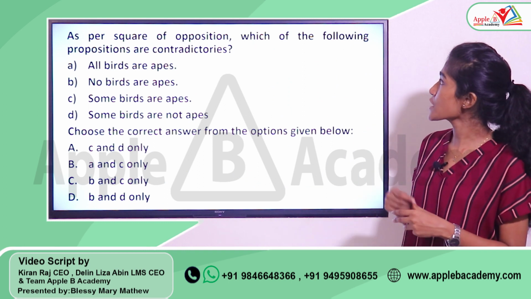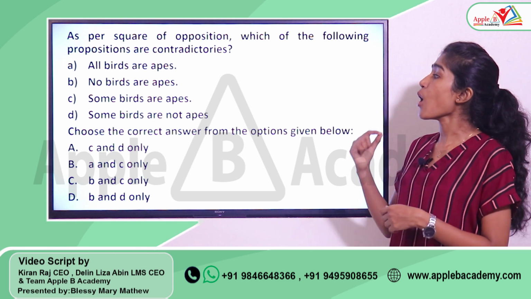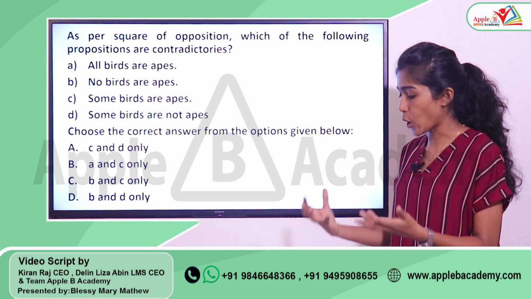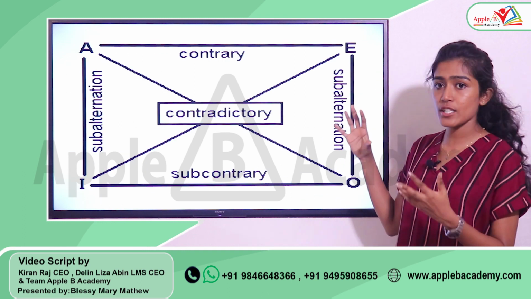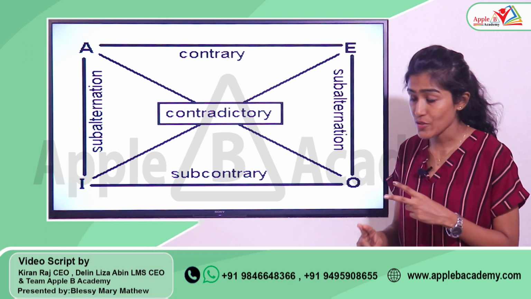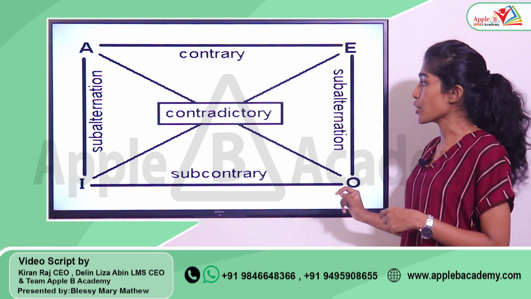As per square of opposition, which of the following propositions are contradictories? And we have the options: all birds are apes, no birds are apes, some birds are apes, and some birds are not apes. If you consider this square of opposition, we have two pairs that can be considered as contradictories. Which are the two pairs? We have A type and O type. They are contradictories.